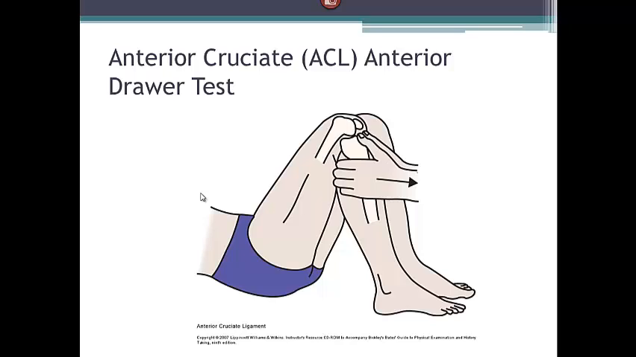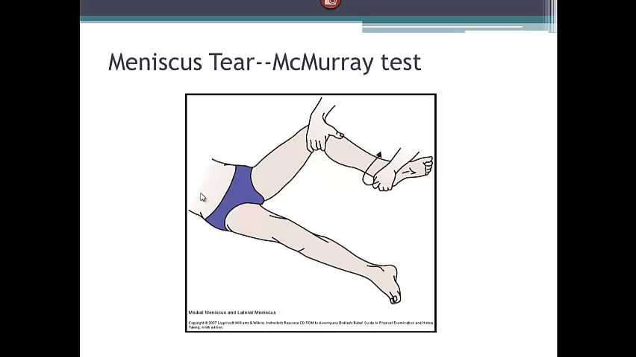This maneuver can be used to test the posterior cruciate ligament as well by flexing the knee 90 degrees, steadying the foot, and attempting to jerk the leg backwards. Any abnormal backward motion of 2 centimeters or more indicates rupture of the posterior cruciate ligament. So these two you need to remember for the exam.